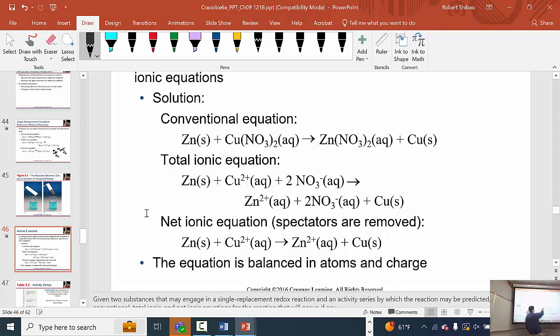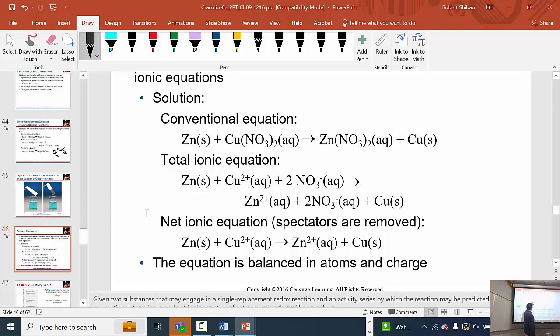So zinc nitrate is this. We don't call it zinc 2 nitrate, we just call it zinc nitrate, and copper metal. So what's more reactive, zinc or copper? Zinc. It's funny because copper metals are mostly not copper metal. Copper pennies are not copper. Do you know what copper pennies are? Zinc coated with copper. The zinc is very reactive, so you have to be careful.